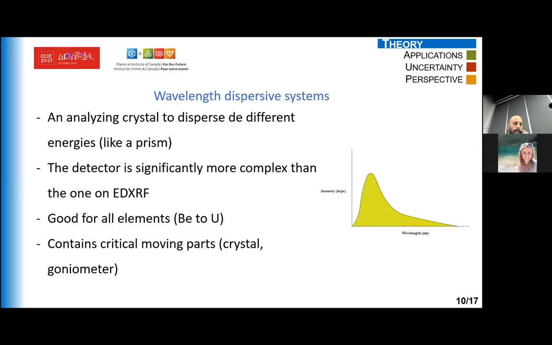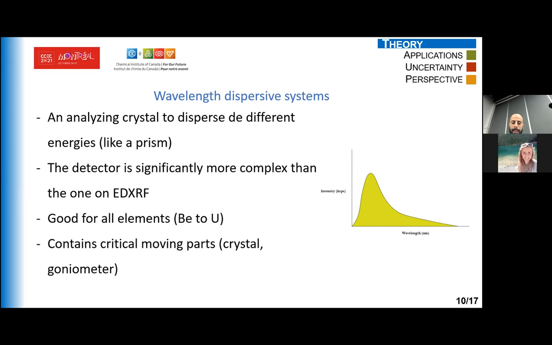The wavelength dispersive systems use a crystal, and usually have a multi-channel analyzer system. They are more complicated, but they basically separate the different wavelengths, and then you get a more precise measurement. It's good for all elements, better for light elements and heavy elements. In the middle it's a bit lower, but still very good. You can measure from beryllium to uranium, but you have a moving part, a very critical part that can be damaged, which makes it more difficult. And it's difficult to make it smaller compared to the energy dispersive.